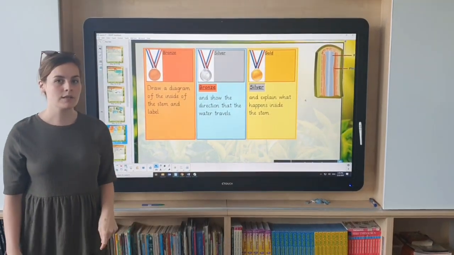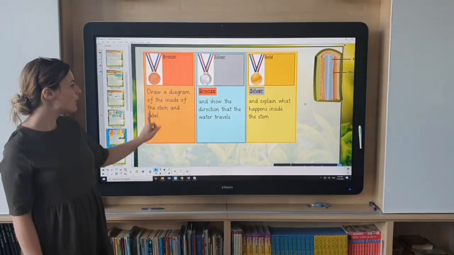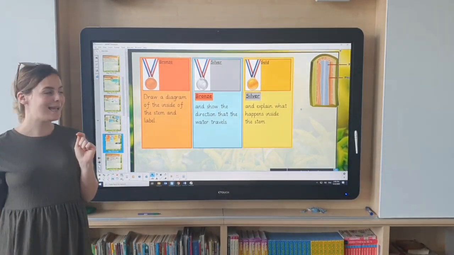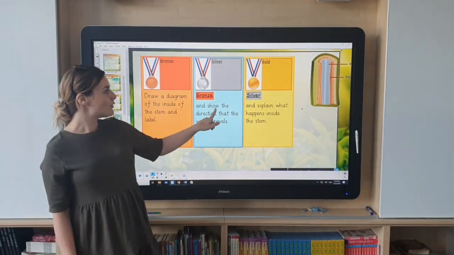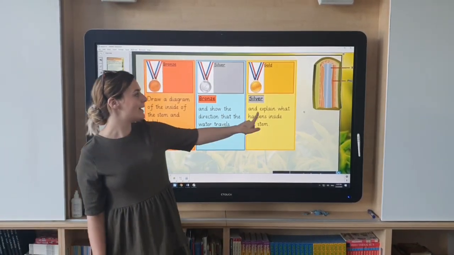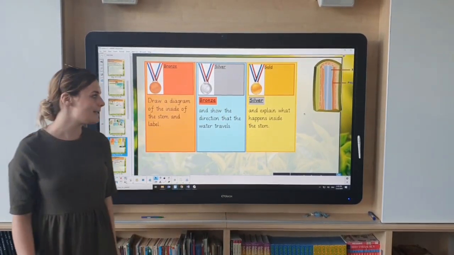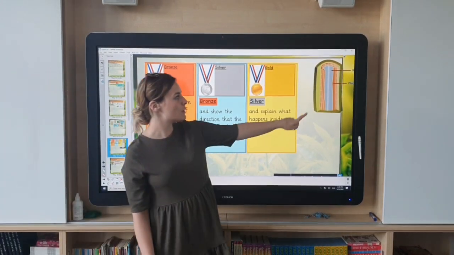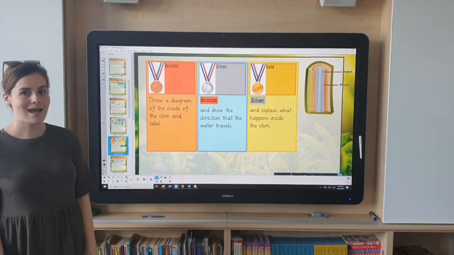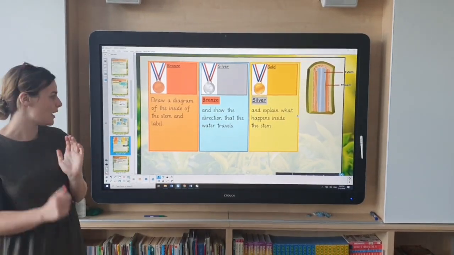On the worksheet that you have downloaded from the website, there is a space for you to draw a diagram of the inside of the stem and label it. You're then, for silver, going to show the direction that the water travels and then explain what happens inside the stem. So if you want to pause and have a look at this picture here a little bit closer, now's the time to do so and then draw that diagram.